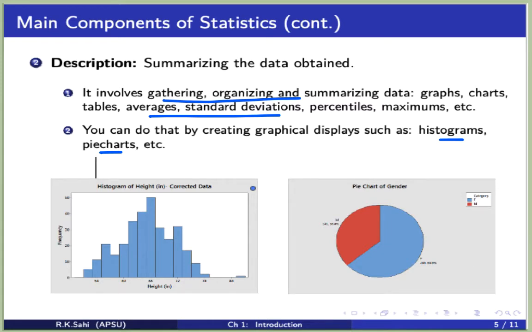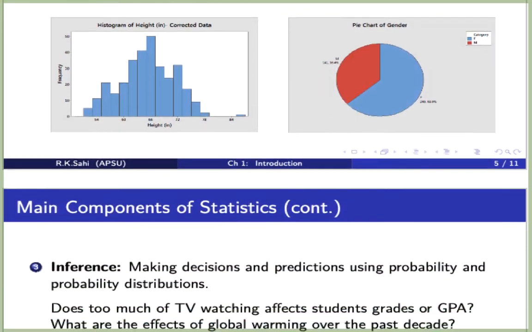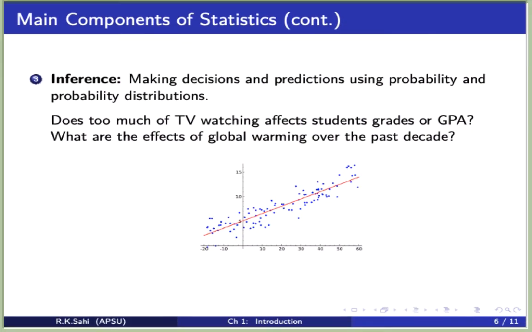So once we have collected our data and summarized our data, we like to make some interpretations and see how it can help us out. That word is called inference. So here we say we like to make decisions and predictions using some statistical techniques like probability or probability distributions in our research.